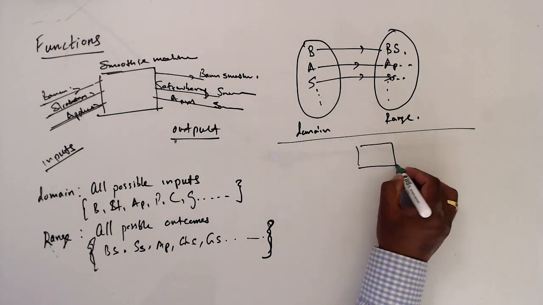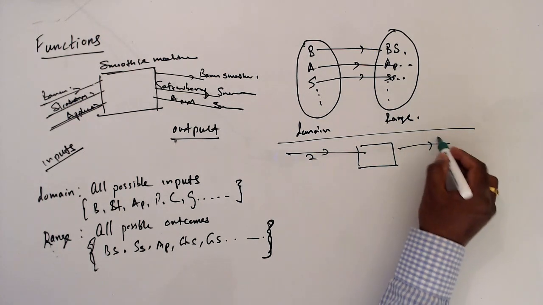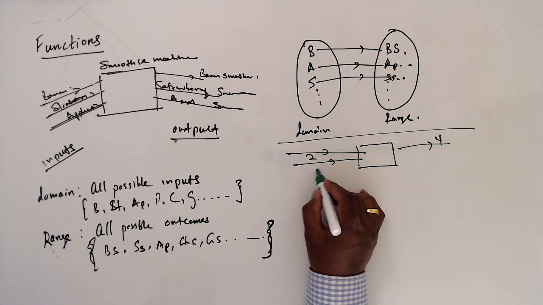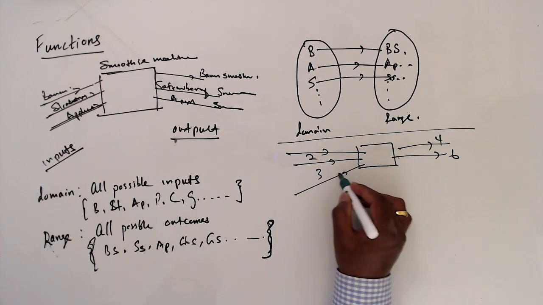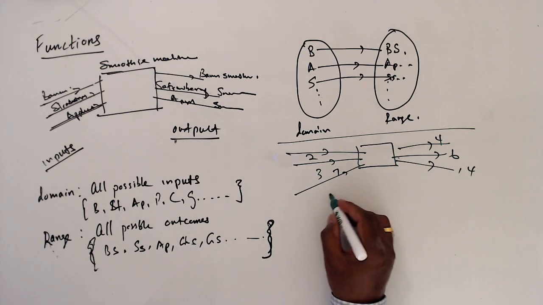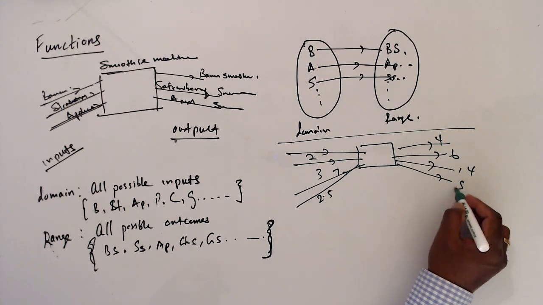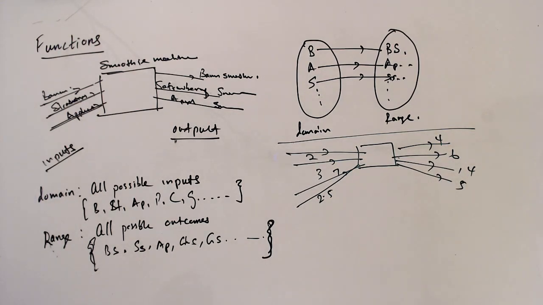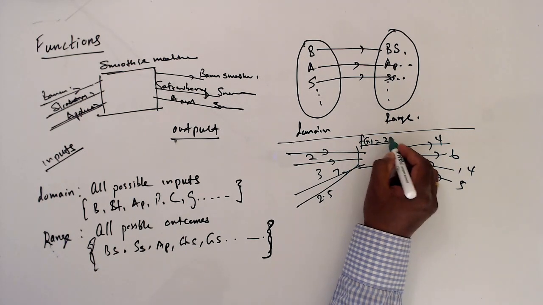This is a machine. When you put 2, you will get 4. When you put 3, you will get 6. When you put 7, you will get 14. When you put 2.5, you will get 5. What is this machine? A doubling machine, we call f(x) = 2x.